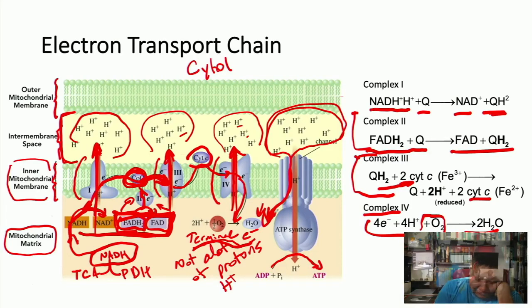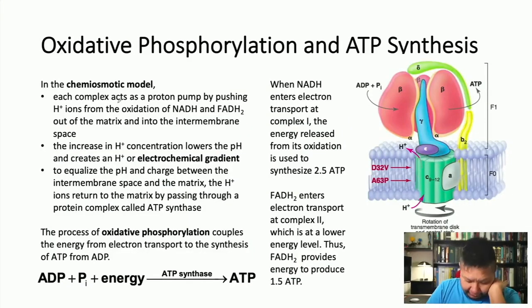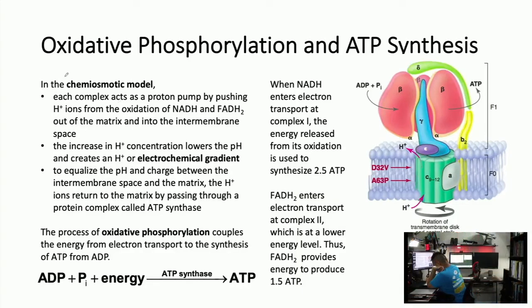All the while, all these protons are still being pushed out back into the intermembrane space to continue this cycle of making a whole bunch of ATP with ATP synthase. So let's take a closer look at ATP synthase now. Everything I described to you in the previous slide is known as the chemiosmotic model. So, in the chemiosmotic model, each complex in the electron transport chain, that's 1, 3, and 4, act as a proton pump, pushing protons from the oxidation of NADH and FADH2 out of the matrix into the intermembrane space, right?